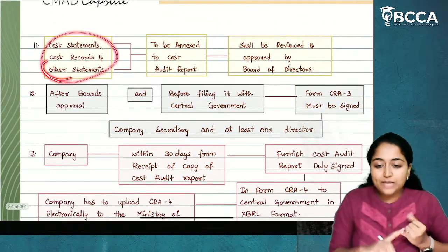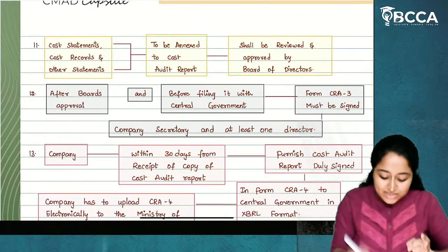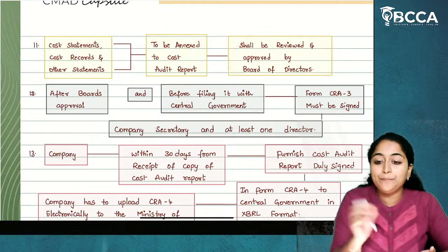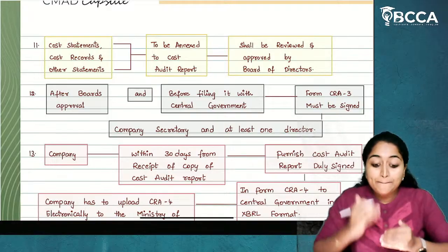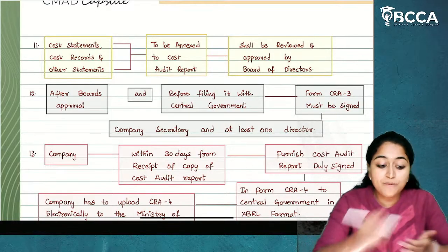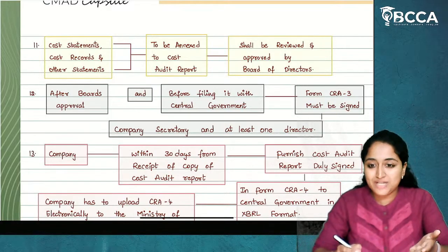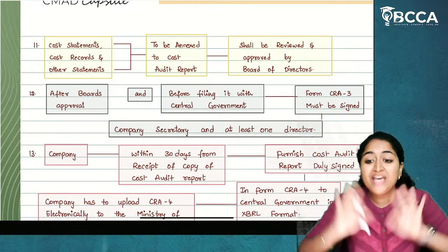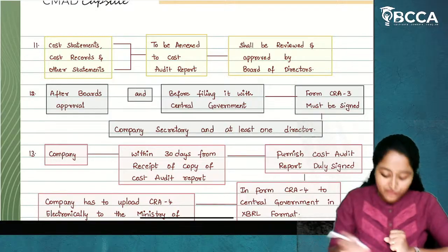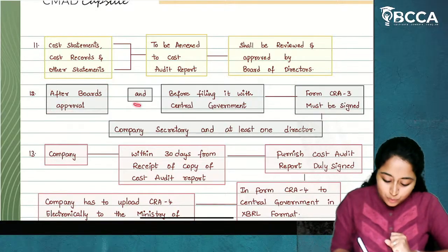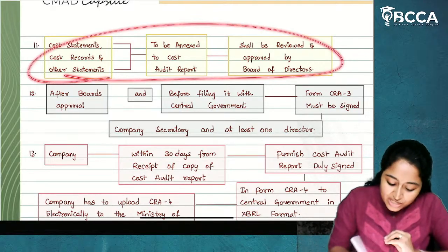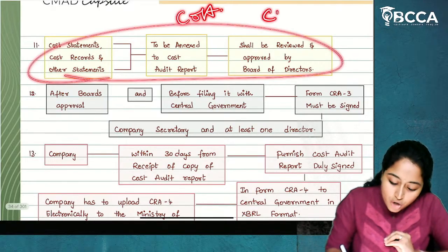Then the cost statements, cost records and other statements to be annexed to the cost audit report shall be revised and approved by the board of directors. Before giving this for verification, the board of directors will approve the cost statements and cost records. Then this will be submitted to the cost auditor for doing the verification. After verification is done, after the board's approval and before filing it with the central government, the cost auditor will give a cost audit report.